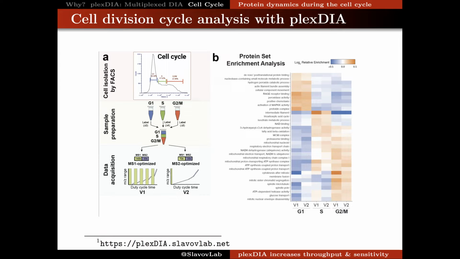And here comes the advantage of analyzing relatively lowly abundant limited samples by plexDIA. It was fairly easy to obtain more than enough sample for this analysis. Then we labeled each sample from each phase with a different label. Again, we use non-isobaric isotopologous labels. Practically in this case, we use mTRAQ.